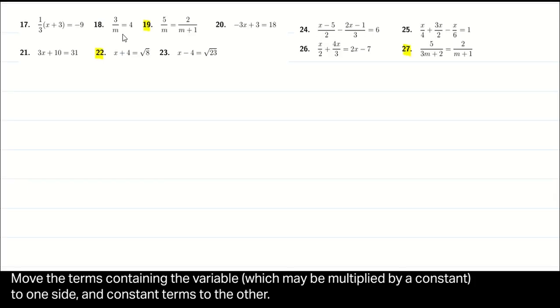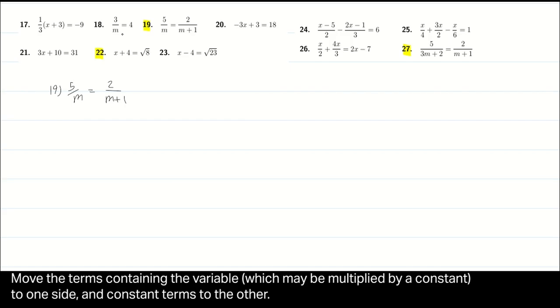Okay, now moving to question 19, we are dealing with fractions and we want to solve this linear equation and find the m value. We have 5 over m, which is equal to 2 over m plus 1. On these type of questions, we have to get rid of the denominators first. In order to do so, we have to use cross multiplication. So we have to multiply 5 and m plus 1, and also we have to multiply 2 and m in here, and we have to set them equal to each other.